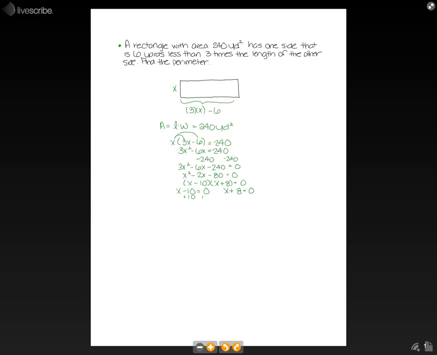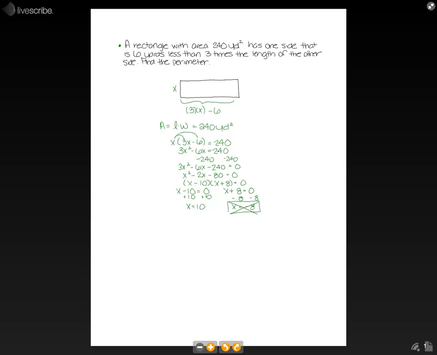Adding 10 to both sides gives us x equals 10, and subtracting 8 from both sides gives us x equals negative 8. Now we can have two solutions, but when we're doing real life situations we have to remember to make sure that the solutions make sense in real life. Is it really possible to have a negative length? Not really. So we know that this solution, x equals negative 8, does not satisfy the real life problem, which means that x, or the side of the rectangle, has to be 10.